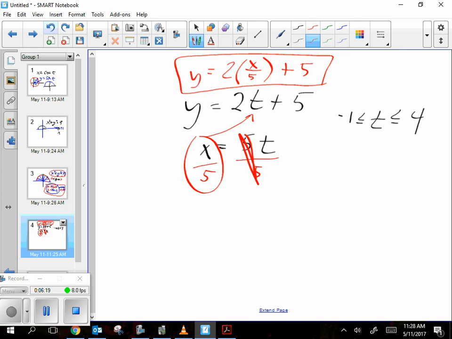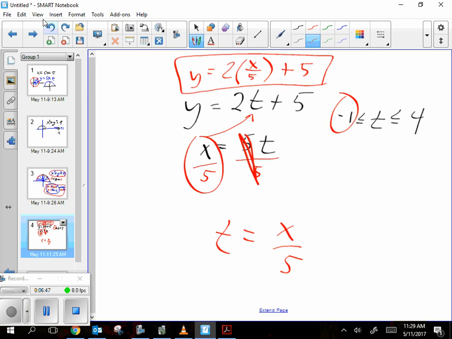So I got to limit it from what to what? Well, you can't just say from -1 to 4. Because do you get that t and x are not the same thing? We just solved a second ago when we figured out that t was x over 5. Do you get what I'm saying? T and x aren't the same. If t was x, then you could just grab these and say that's the limits.